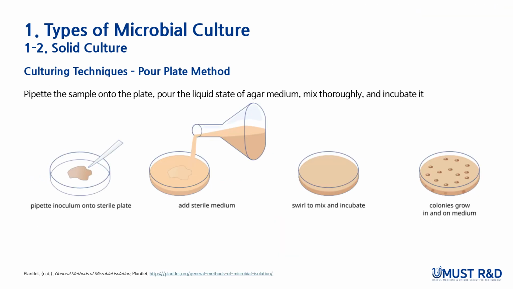The pour plate method is another solid culture technique, where diluted microbial samples are mixed with liquid agar before solidification. The process begins by pipetting a diluted sample into a petri dish. A sufficient volume of the medium in liquid state is then poured into the dish and mixed gently for even distribution. The medium is solidified at room temperature. After incubation, colonies form both on the surface and within the agar.